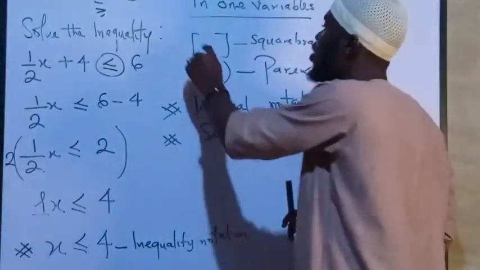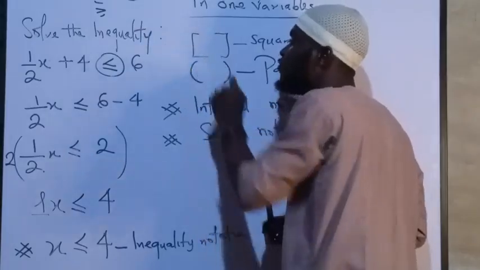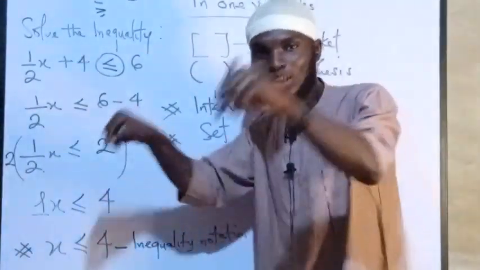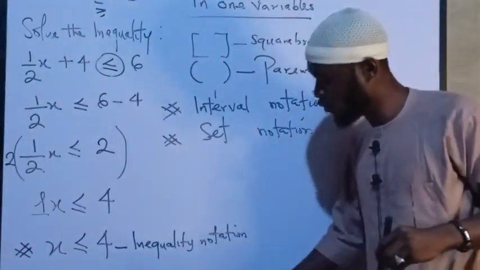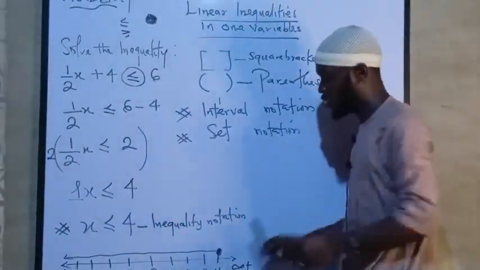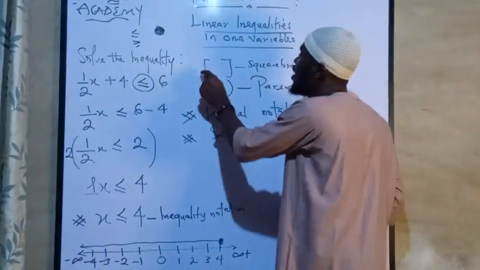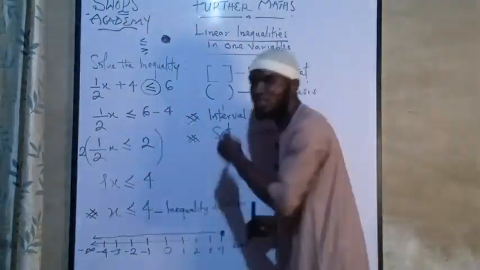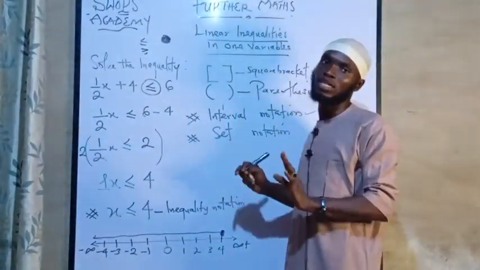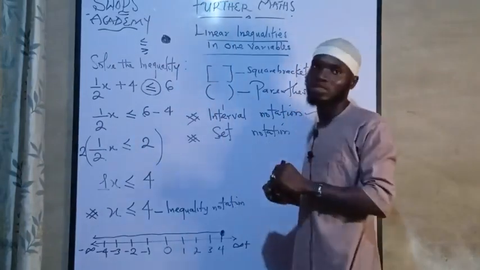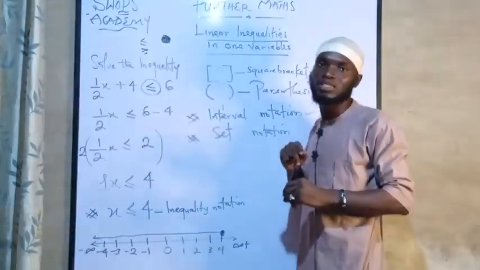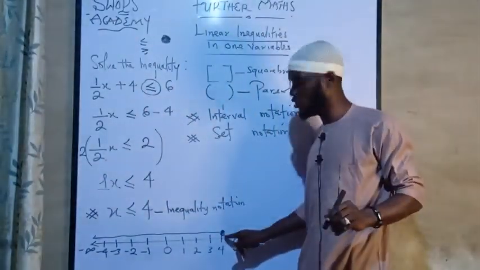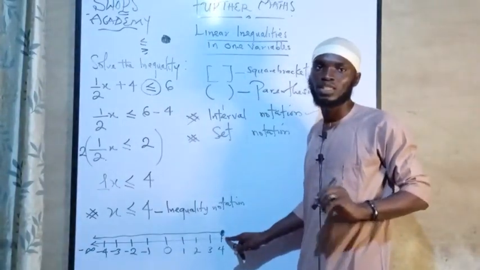Note that when we use this bracket, it signifies that the endpoint of that answer is included, as we shaded it for now. Whenever you see square brackets, it is meant for when the endpoint is included. You need to make use of square brackets. If you are using parentheses, the endpoint is not included. It is not shaded. It is an open circle.